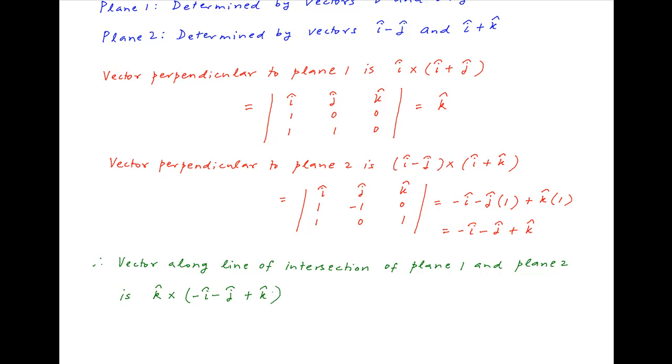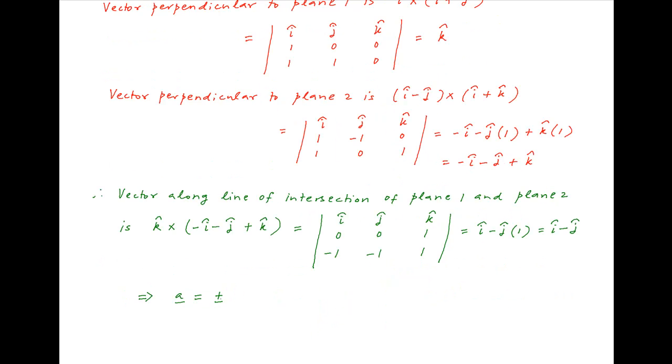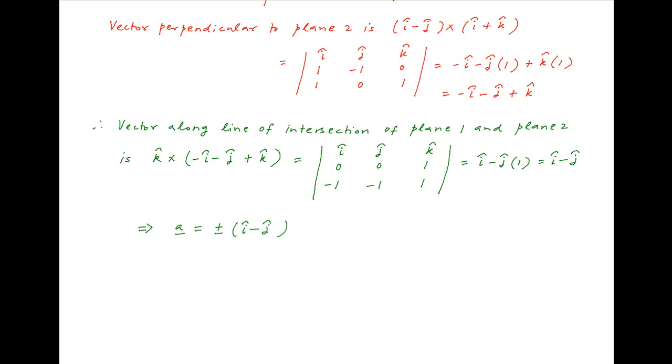This can be evaluated in determinant form, with the first row being i, j, k, the second row being the components of vector k, which is 0, 0, 1, and the third row being the components of vector minus i minus j plus k, which is minus 1, minus 1, 1. This is equal to i minus j. Therefore, vector A in the problem statement along the line of intersection of the two planes can be equal to plus or minus i minus j.